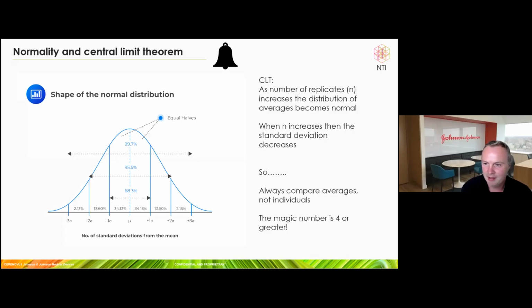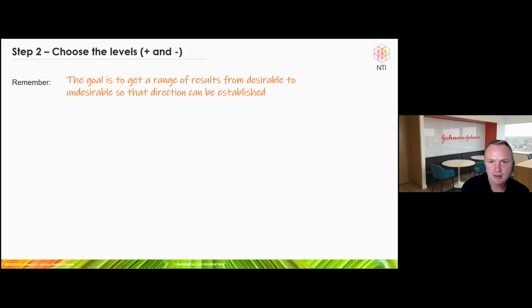And just a little thing, you're all familiar, I'm sure, with a normal distribution curve, the bell-shaped curve. The reason I bring up the central limit theorem is just to make the point at the bottom right here. It's always better to compare averages. And in DOE, when we go into the designs of DOEs, that's what we strive to do. So we're comparing averages. And as a rule, you generally don't want to use fewer than 4 values to generate that average, and the more the better. Okay, so we're all striving for looking at averages, not just individuals.